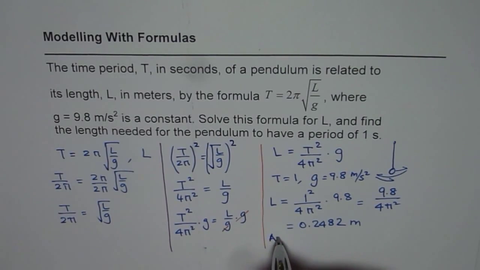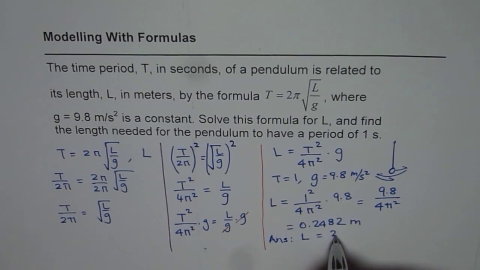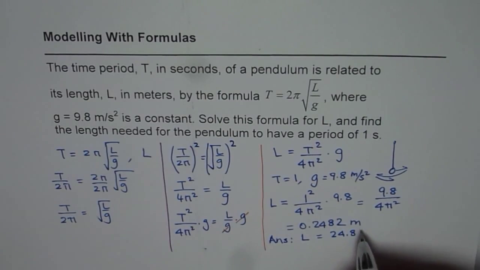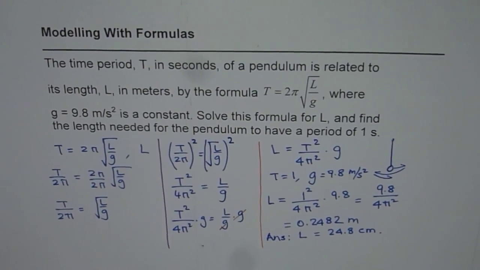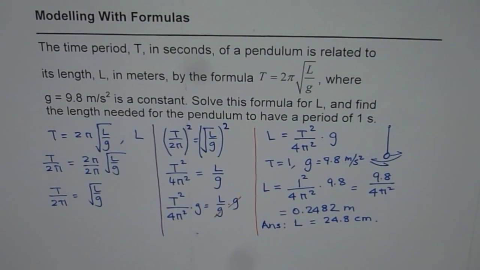So we can write down our answer, that the length of the pendulum is equal to 24.8 centimeters, right? So you can convert to centimeters also and write it as 24.8 centimeters. So that is how you can find the length of a pendulum which will give you a time period of 1 second, which is approximately 2 feet.